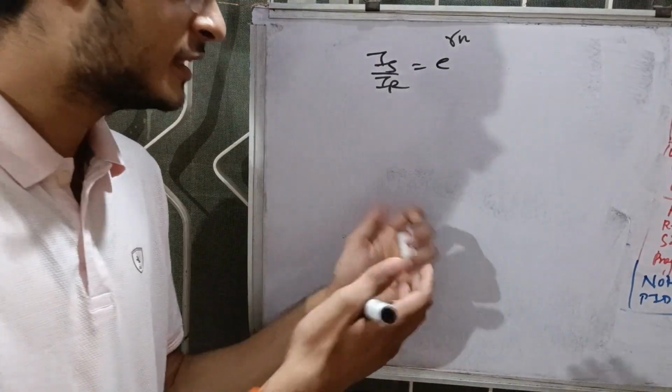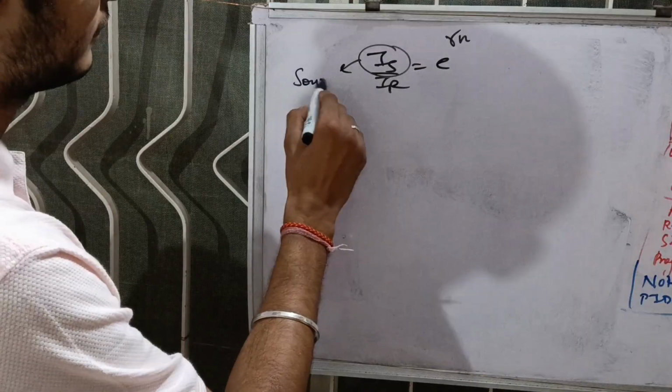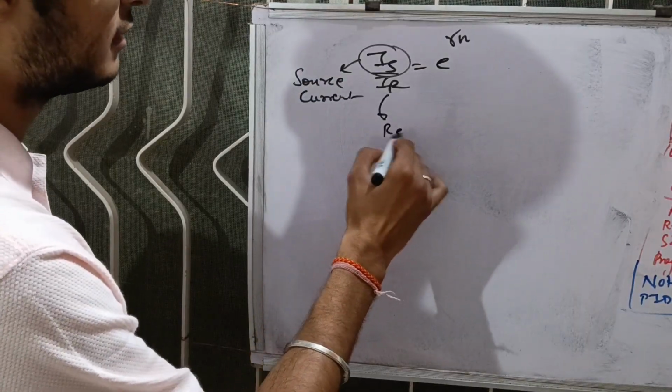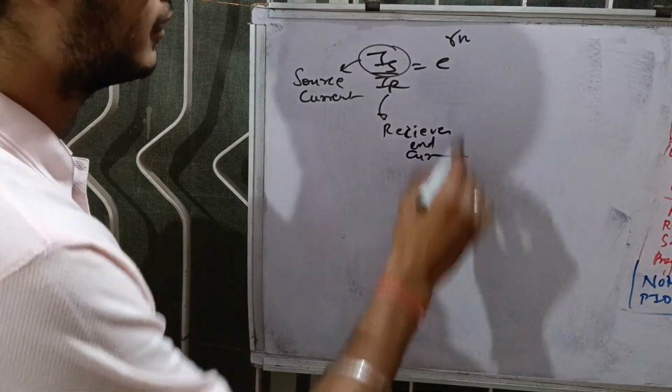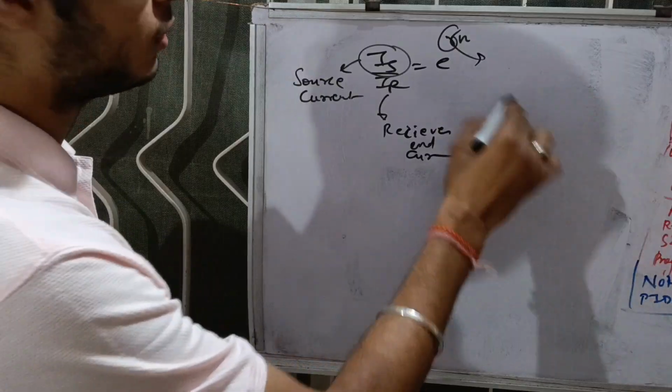So this actually is the source current. This is the receiver end current. Okay, this is gamma, which is a propagation constant.